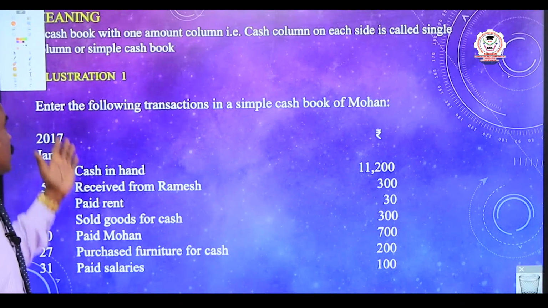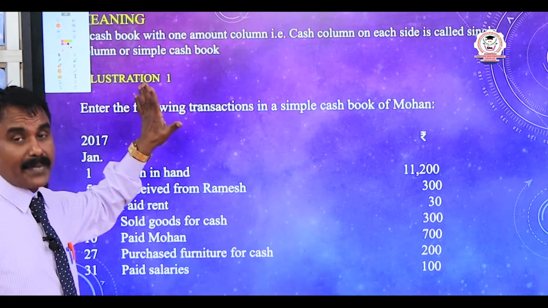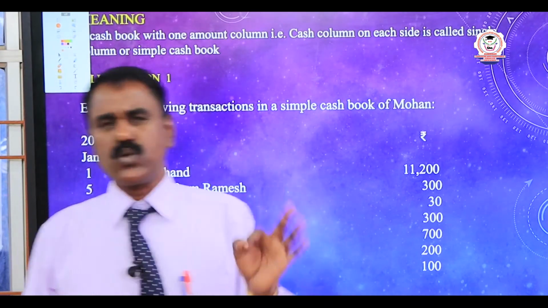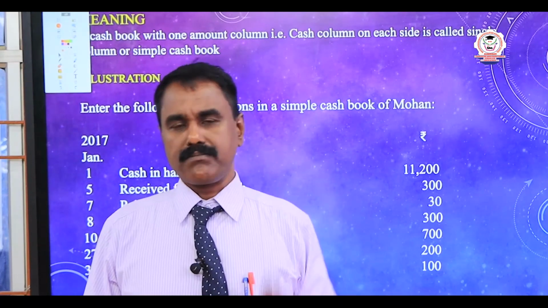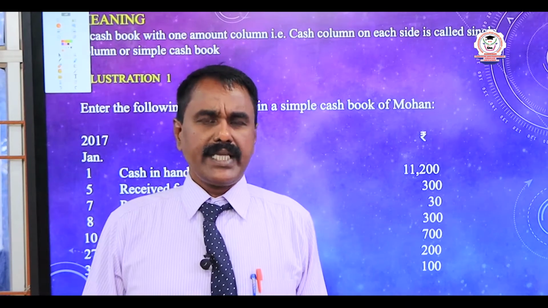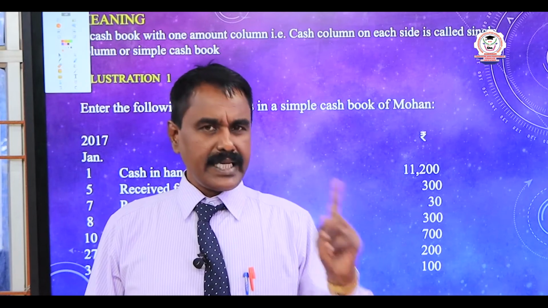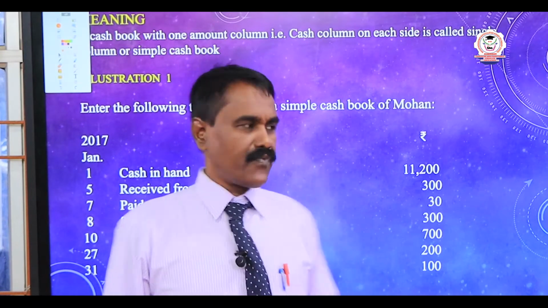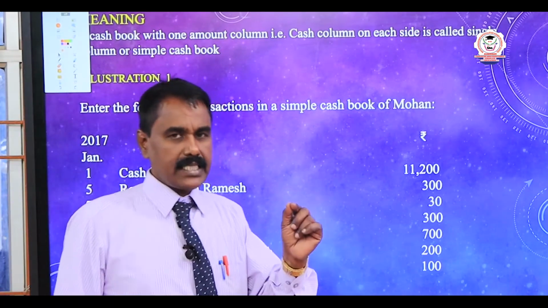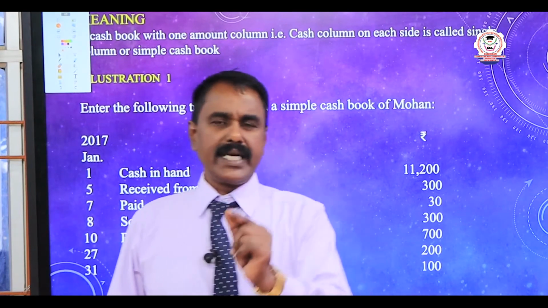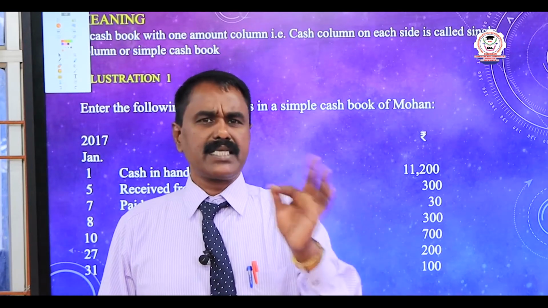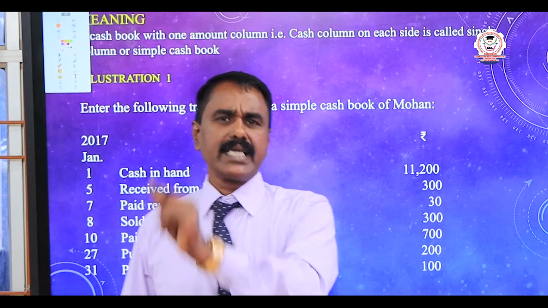Look at the question. Before that, what is a single column cash book? A single column cash book is a cash book with a single amount column, that is the cash column, on the debit side and credit side. So the format of a single column cash book is date, particulars, cash amount column, date, particulars, cash amount column.